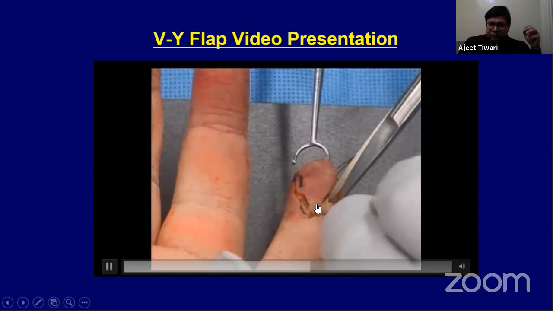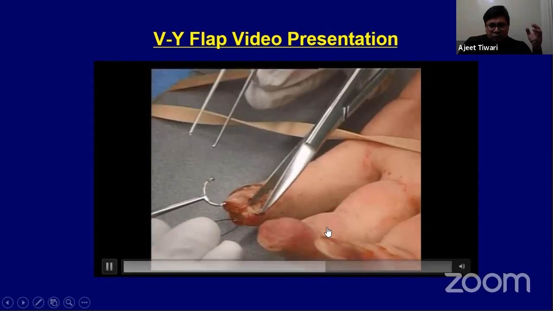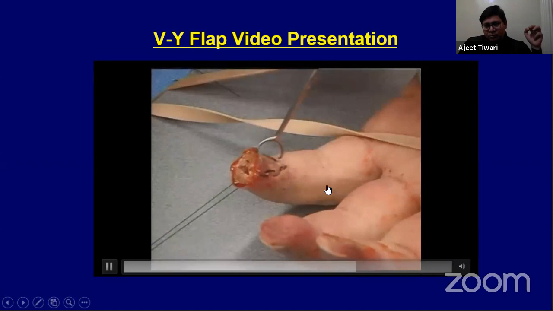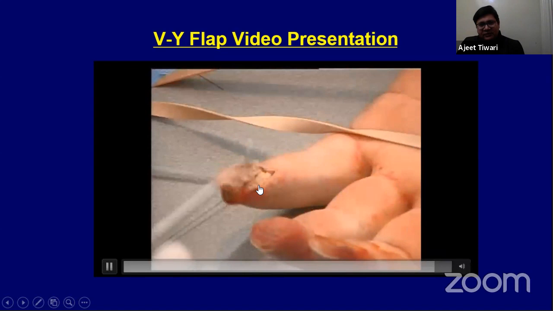Once the flap is mobilized and covers the tip, it's not necessary that you always close the Y limb of the flap. You just put a few sutures inside the base of the flap with the nail bed, and then there's no need to put sutures at the apex. So I think this is the flap, mobilized completely. This is done. Thank you.